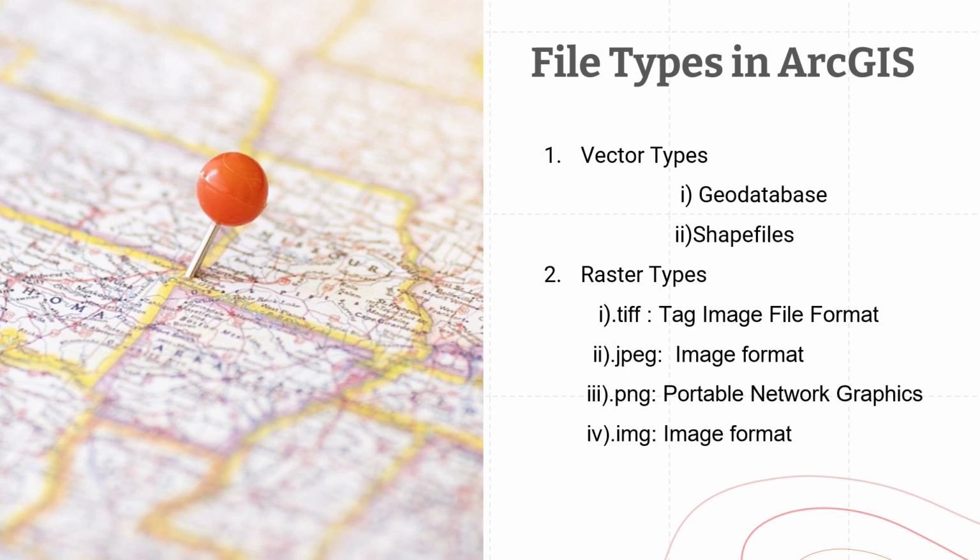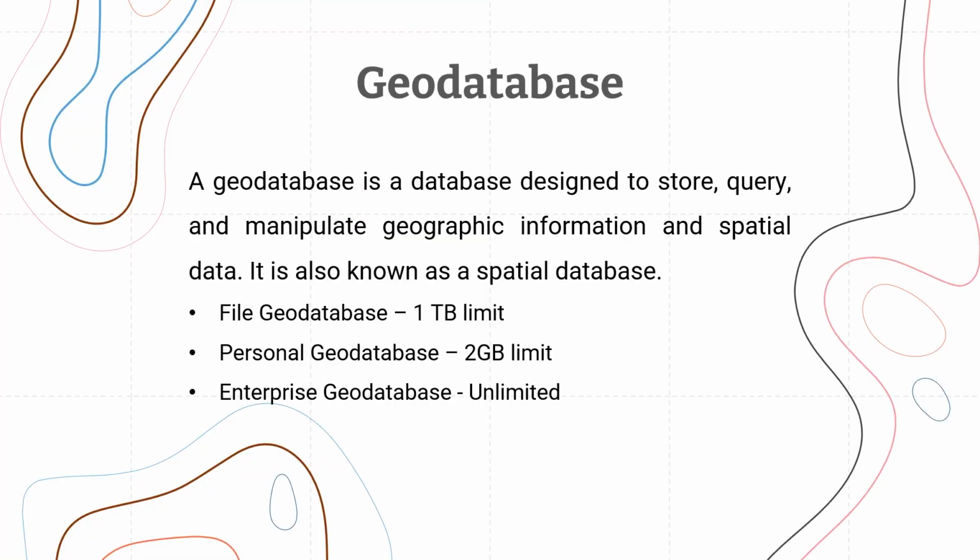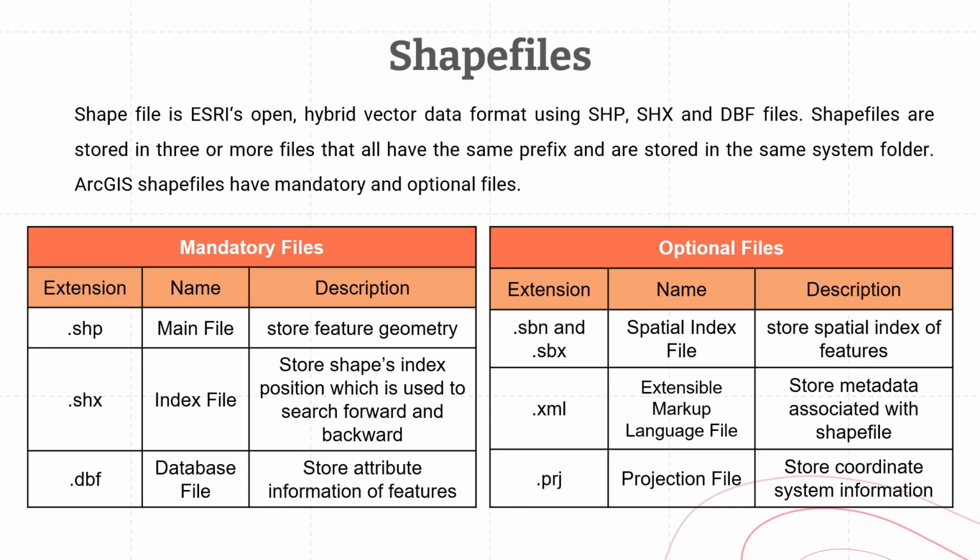Now talking about file types, there are two file types in GIS. Vector types like shapefiles and geodatabase, raster files like JPEG, PNG, TIFF and .img. Let's learn about geodatabase now. It is a database designed to store, query and manipulate geographic information and spatial data. The three types of geodatabase are file geodatabase, personal geodatabase and enterprise geodatabase, and each of them have a different size limit.